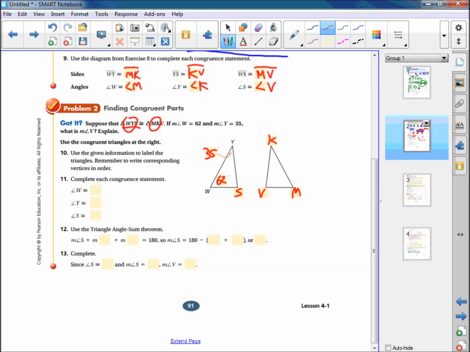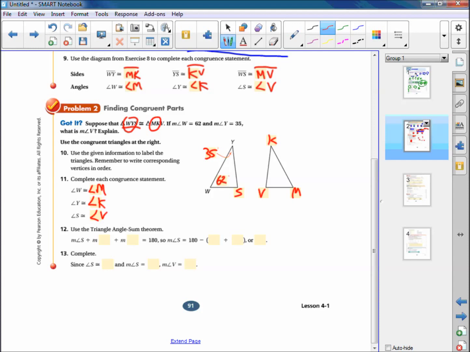What's the measure of angle W? Well, they told us that already, but what's it going to be congruent to? That's going to be congruent to M. So the measure of angle M. The measure of angle Y, which is 35, should be congruent to the measure of angle K. And the measure of angle S, which we don't know, should be congruent to the measure of angle V. All right? So use the triangle sum theorem to find out what angle S is supposed to be.